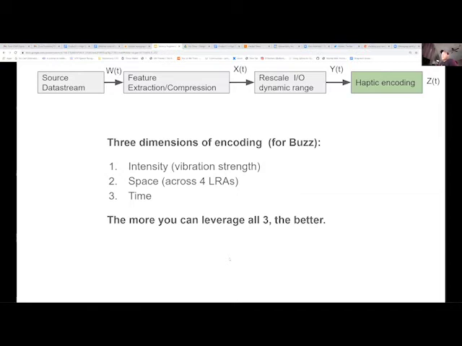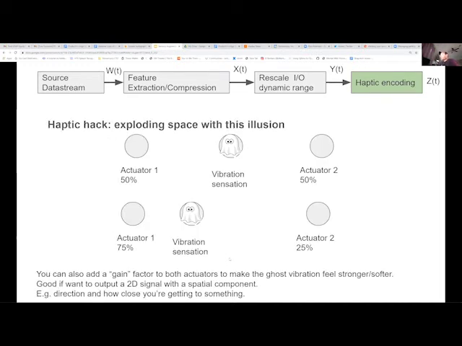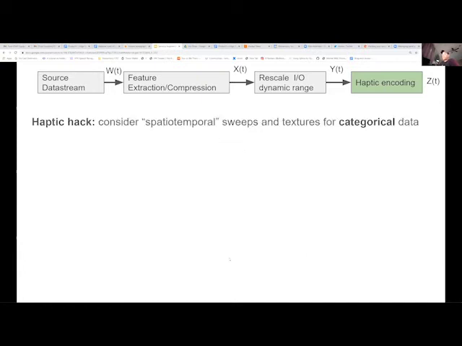For example, you have 4 LRAs, so you can create interesting patterns across these 4 LRAs. And with time, if you don't care about feeding information through at the 16 millisecond limitation, if you can apply your information a little bit more slowly, you can do some really interesting things. So here are some ways you can leverage space and time. You can create spatio-temporal patterns, or you can create textures, and these can be well suited for categorical data.